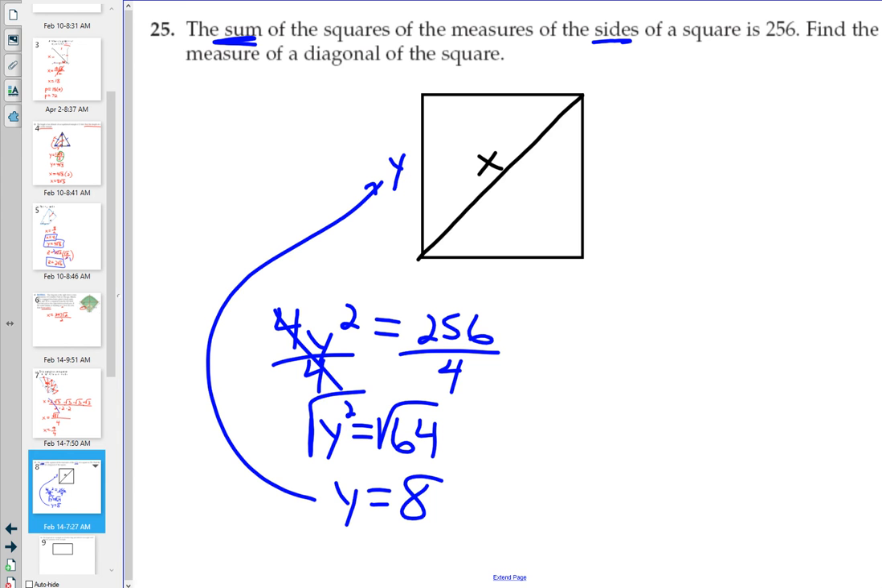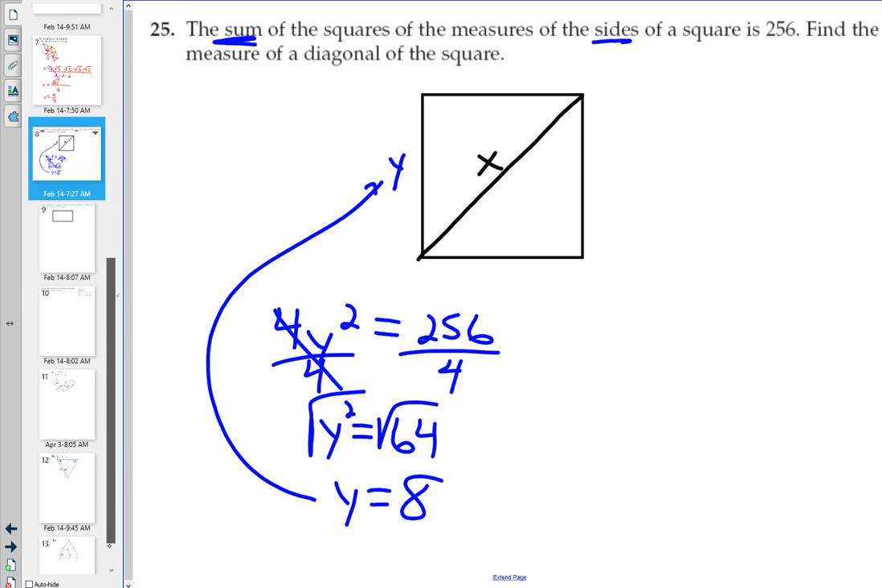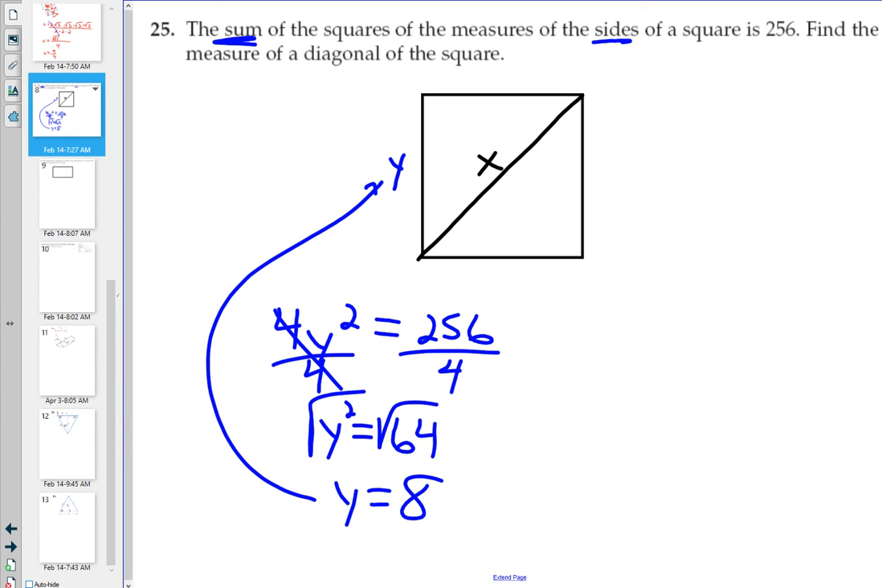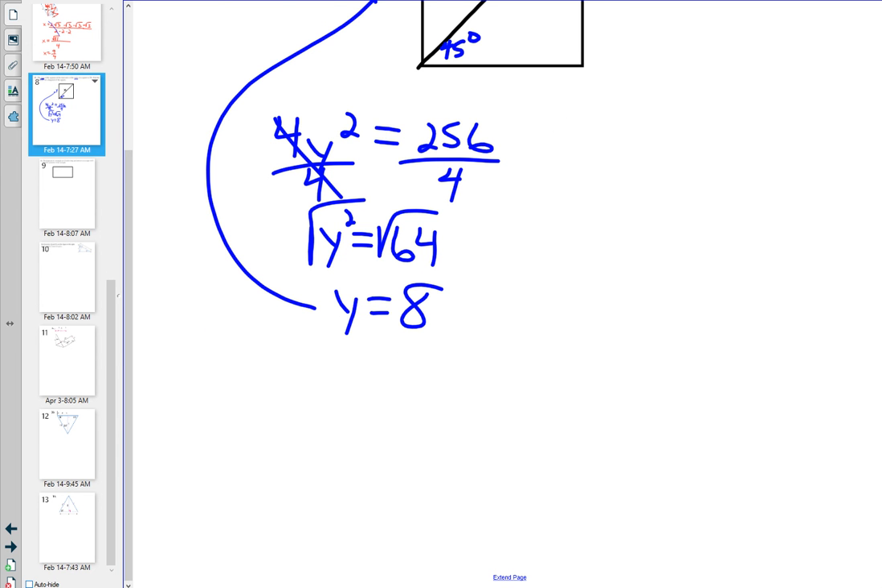What type of special right triangle is it when you get a square and you draw a diagonal? Also known as 45, 45, 90. How do you turn a leg into a hypotenuse on a 45, 45, 90? Not by square root of 3. Times the square root of 2. So what we're looking for here is 8 square root of 2.